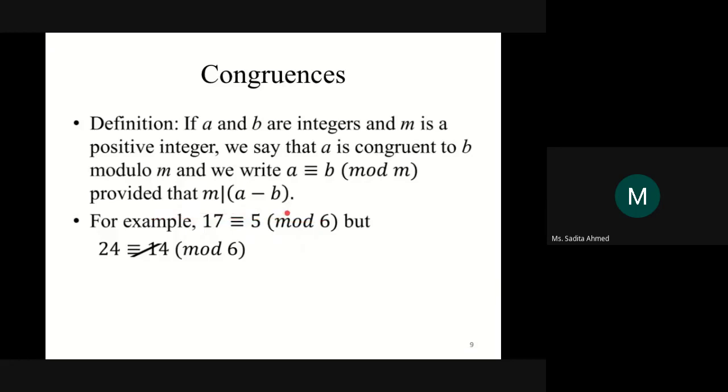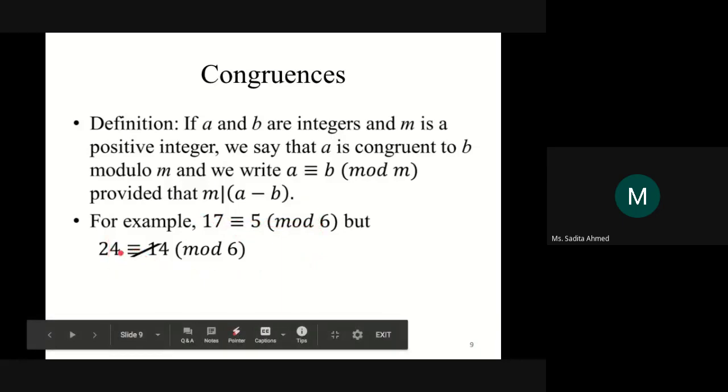How can we say that? It's true. a minus b. What is that? 17 minus 5. What is 17 minus 5, guys? 12. What is m here? 6. Can 6 divide 12 such that the result is an integer? Yes, miss. Yes, it can. So that's why we can say that 17 is congruent with 5 mod 6.